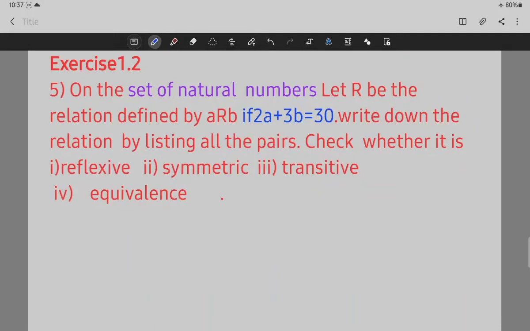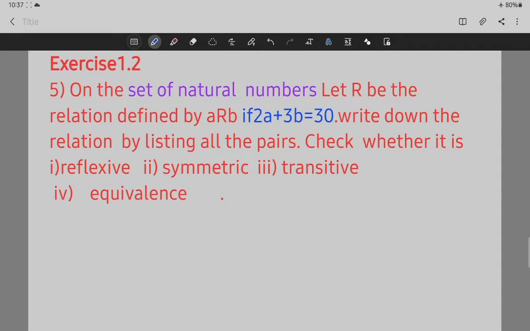Exercise 1.2, problem number 5. On the set of natural numbers, let R be the relation defined by A is related to B if 2A plus 3B is equal to 30. Write down the relation by listing all the pairs. Check whether it is reflexive, symmetric, transitive, equivalence.